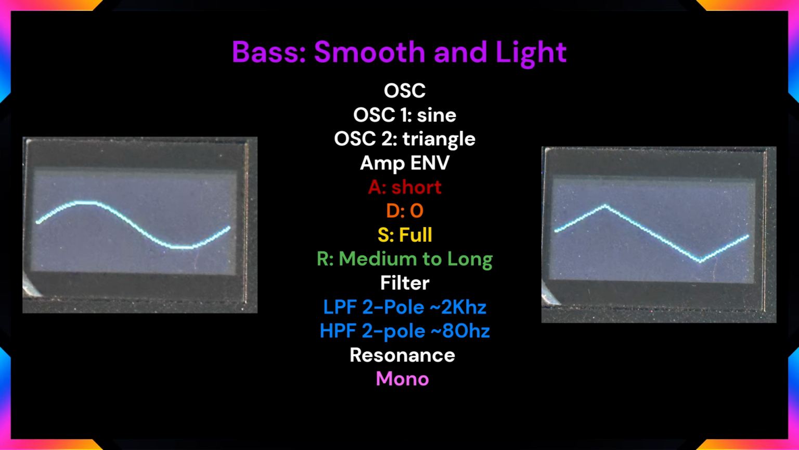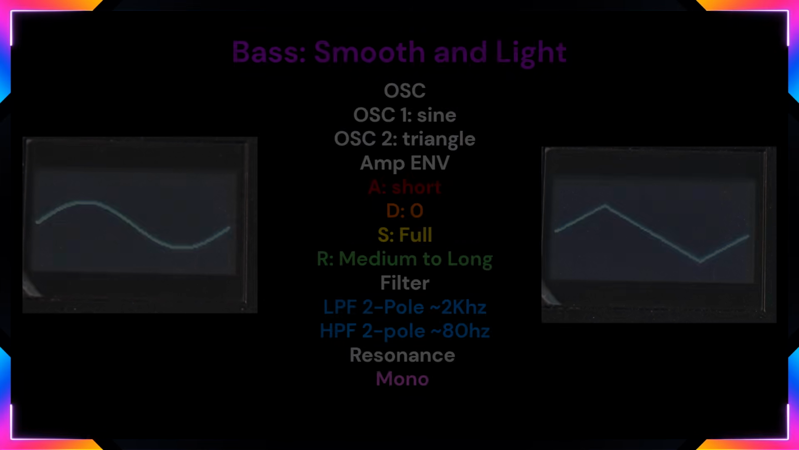The filter, they want 2 filters, a 2-pole low-pass filter at 2000 kHz, and a 2-pole high-pass filter at around 80 Hz. And then you add resonance to boost that low to middle register. And if you have an advanced bandpass filter with a lot of controls, you could use that as well. And it is monophonic.